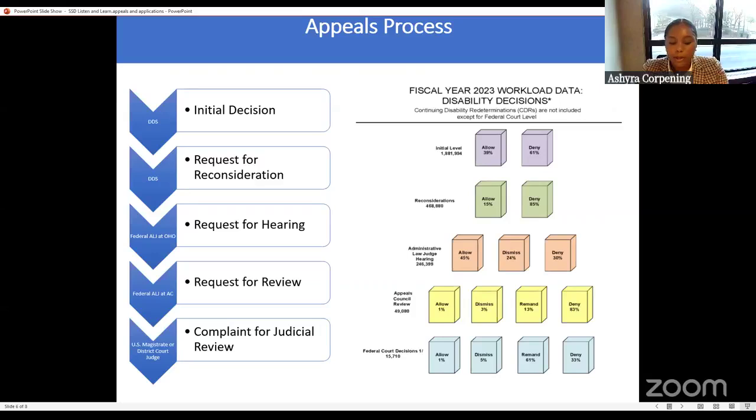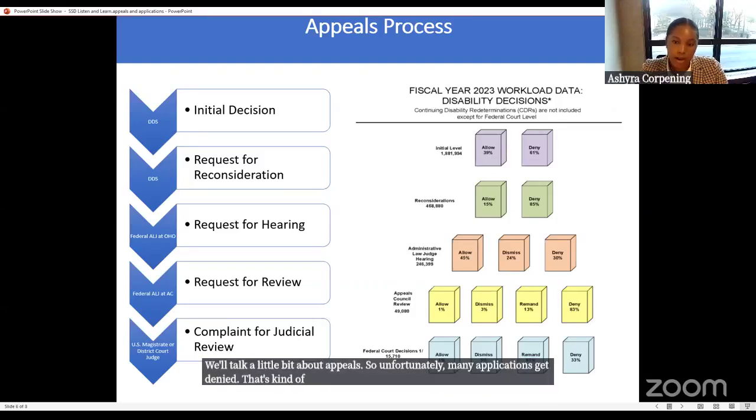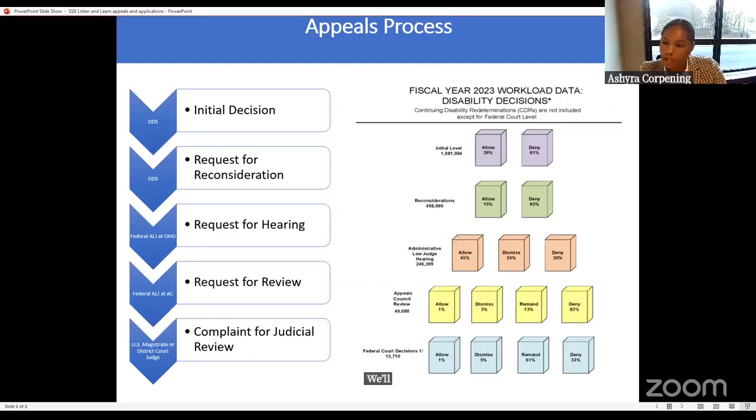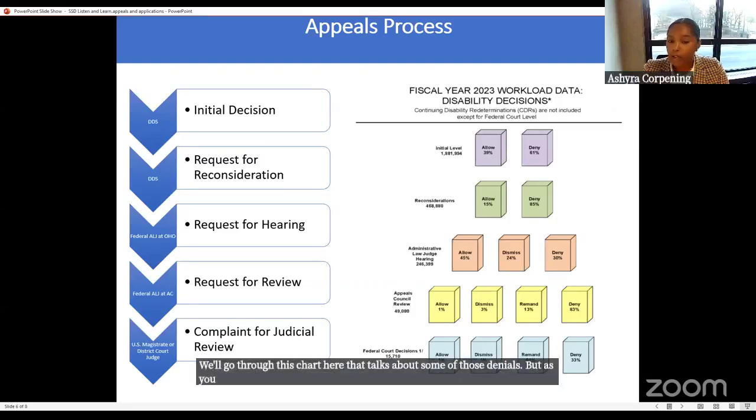We'll talk a little bit about appeals. So unfortunately, many applications get denied. That's kind of just how it goes. We'll go through this chart here that talks about some of those denials, but as you can see, your chances go up a little bit.